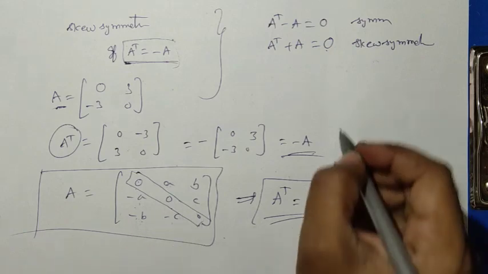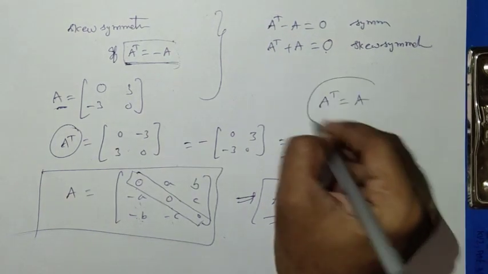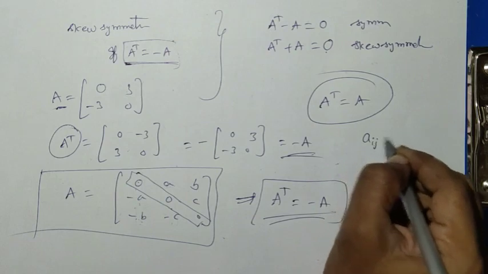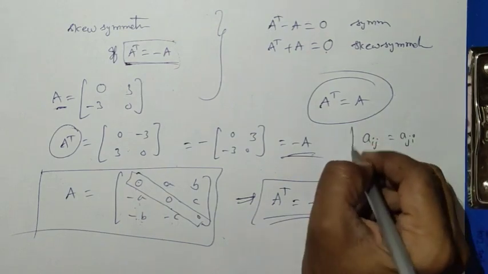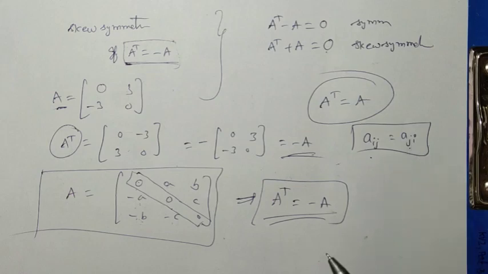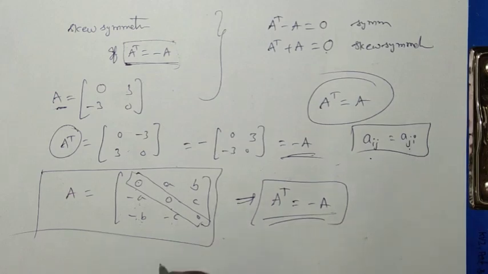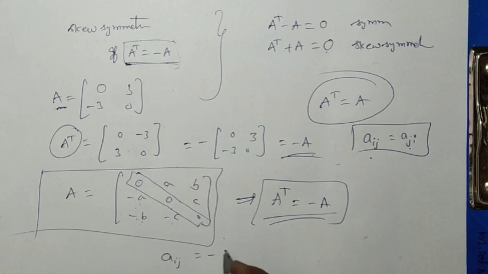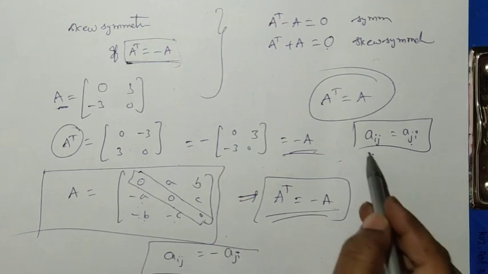In a symmetric matrix, A transpose is equal to A, which means every Aij will be equal to Aji. Aij, the ith row jth column element, will be equal to the jth row ith column element. But here, the ith row jth column element will be equal to minus Aji.